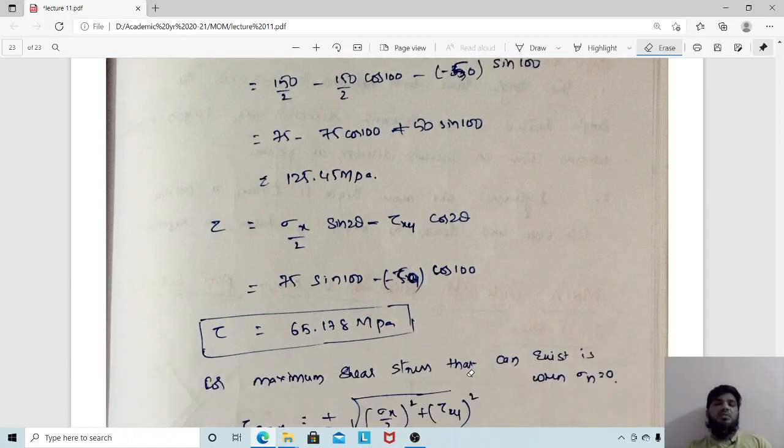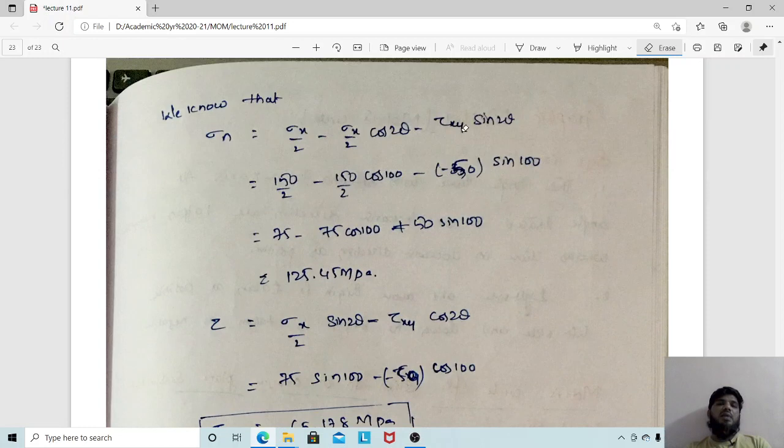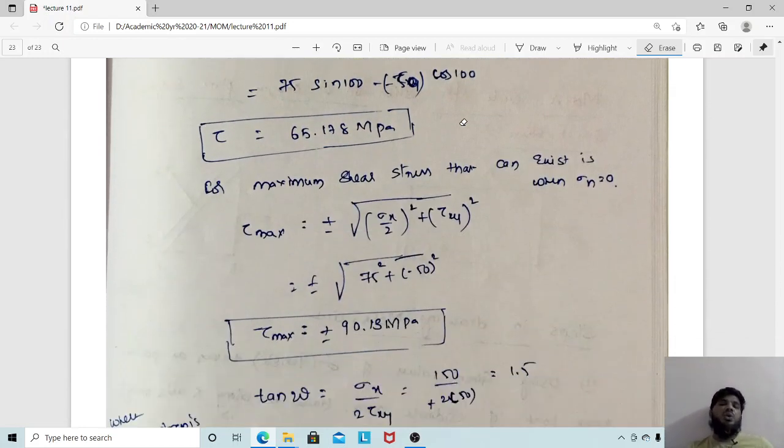Now they are asking for maximum shear stress. What is maximum shear stress? This value, 65.71, should be maximum. At what angle will this be maximum? You have to identify this like this. So it can exist when sigma n is 0. So you have to make this sigma n as 0. You will get the value of sin 2 theta by cos 2 theta, because you know this sigma x and tau xy. Once you get the 2 theta, substitute the values here. You are going to get the value of tau xy.